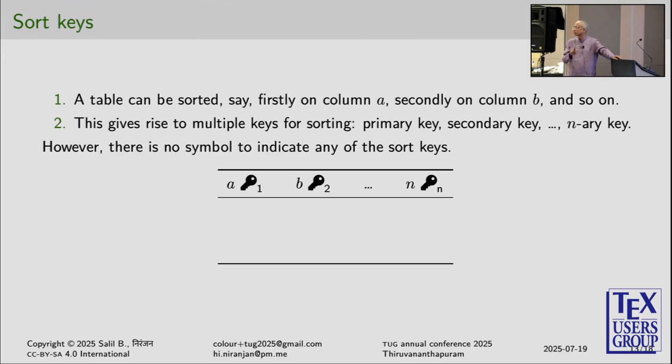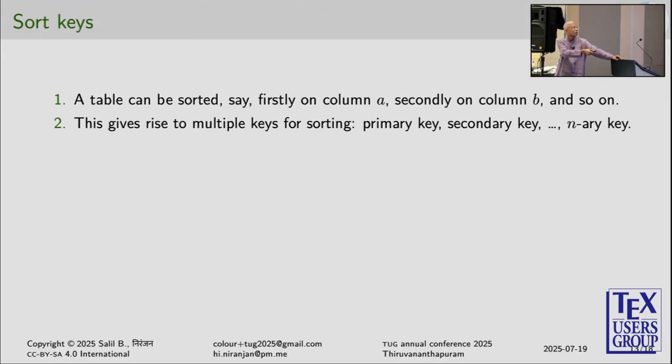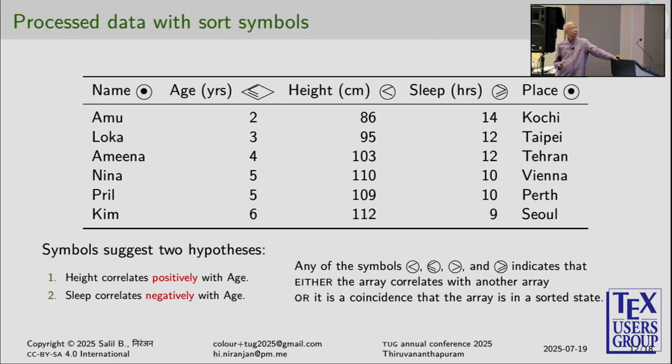Can you go back to the previous table? Was it age 1 and then height 2 and then sleep 3? No. In this case, it is only one key, age. So this has been sorted only on one column, and therefore, trivially, this is the primary key. Trivially, because there is no competition, there is no secondary key, no tertiary key. We have not put a symbol here, but yeah, you could put a symbol of primary key here to indicate that this is the only sorted one.